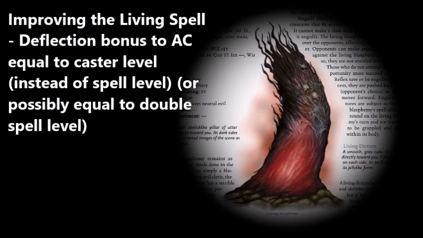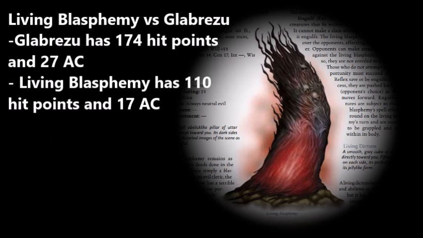Let's go back to the Living Blasphemy and compare it to another creature, the Glabrezu Demon. This is an interesting comparison because both of them are CR 13, and while the Glabrezu cannot cast Blasphemy, its weaker cousin, the CR 11 Hezrou Demon, can. The Glabrezu has 174 hit points and 27 armor class, and the Living Blasphemy's 110 hit points and 17 armor class is a pretty paltry comparison.